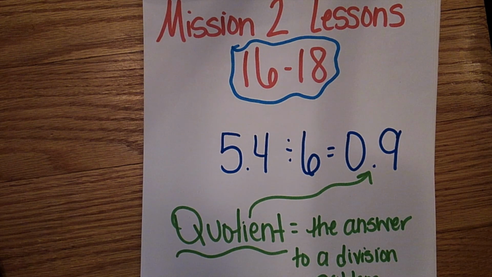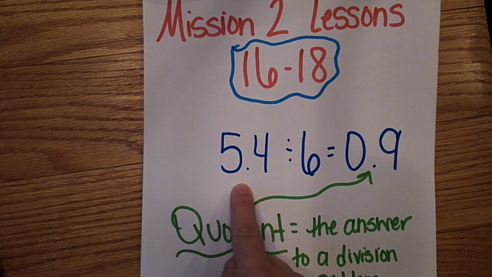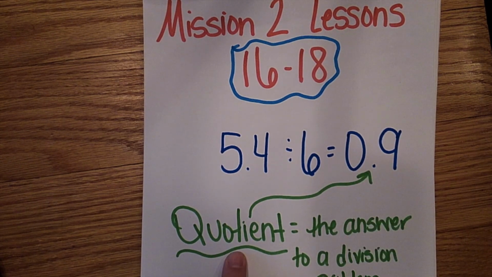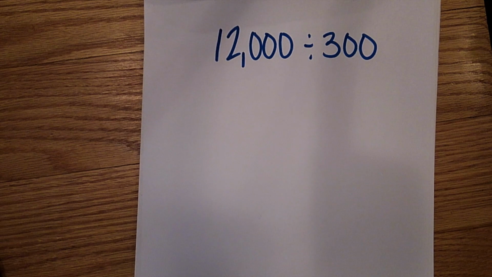All right, guys, we are still in Mission 2, and we're going to do our overview of lessons 16 through 18. Our vocabulary for this lesson is going to be quotient. So when we're looking at a division problem like 5 and 4 tenths divided by 6 equals 9 tenths, 9 tenths is our quotient. It is the answer to a division problem.